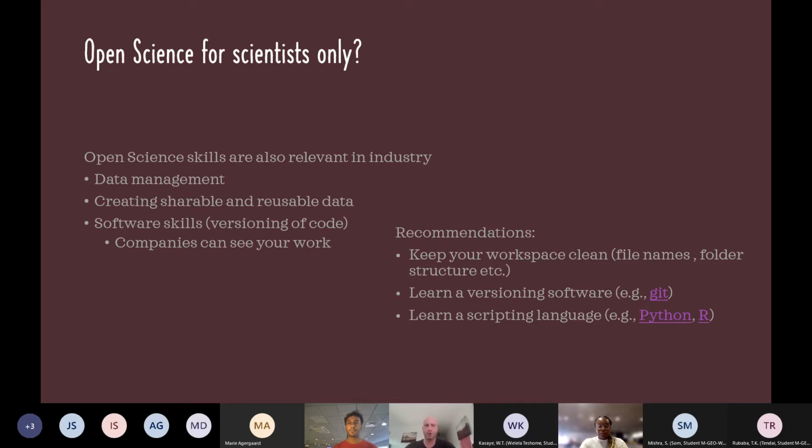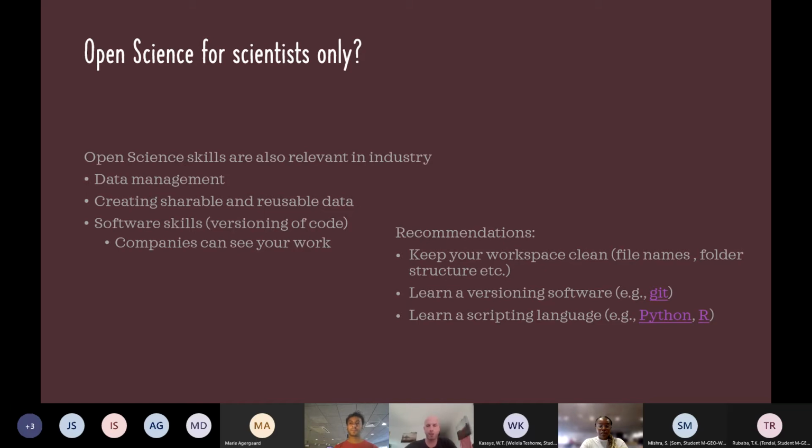Open science is also about reusability, and also in a company, you are not going to work by yourself, but in a team. So the materials you are producing, for example, data sets and source code, should be reusable by your team members. Can you imagine a company that does not rely on software? This means that proper software skills are not only important to achieve open reproducible research. Also, companies can see your work and they might contact and hire you.